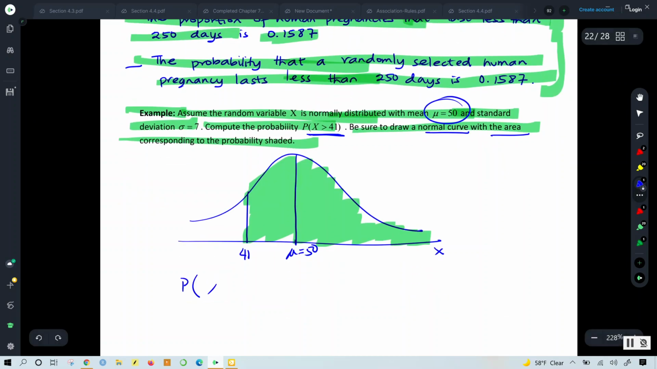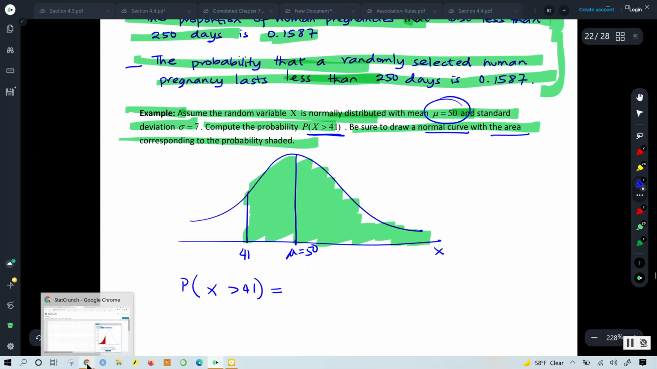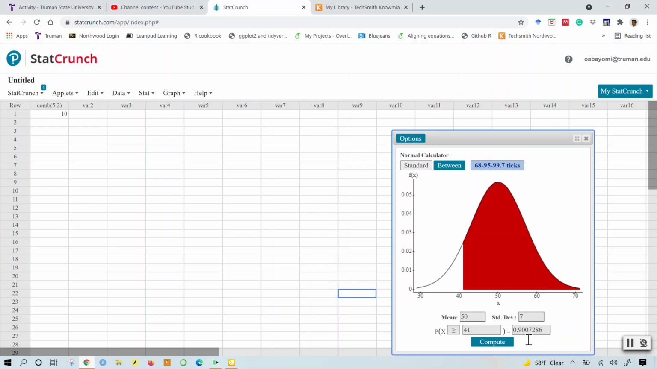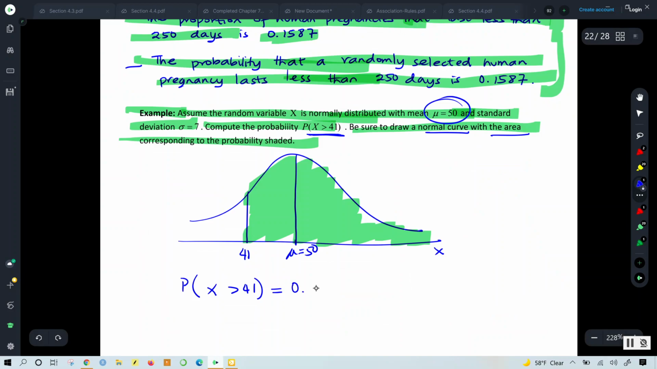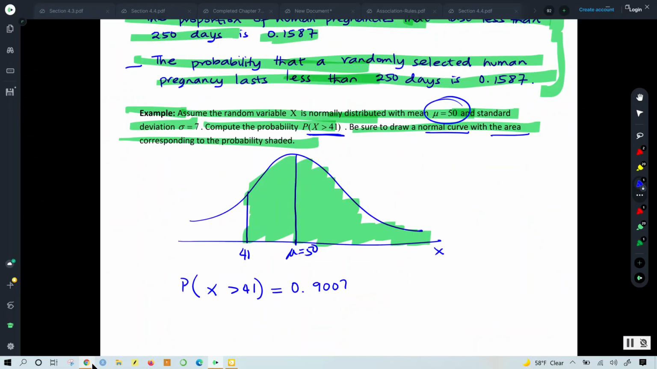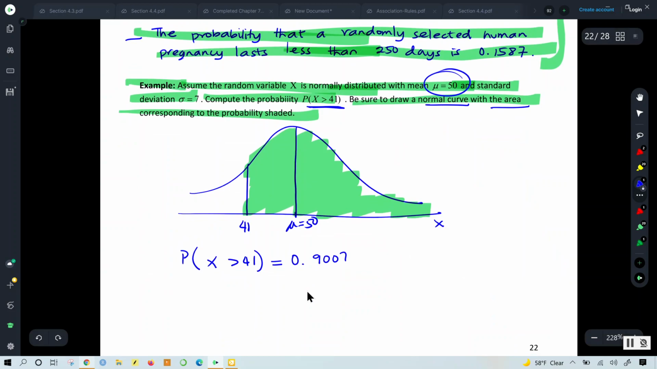So the probability that x is greater than 41 is equal to, let's go to StatCrunch, key in these parameter values, 50 and 7. And I want the probability of x greater than or equal to 41. Now compute that, that's 0.9007. Just to be sure, let's check again. 0.9007. Yes. All right, that question is completed.